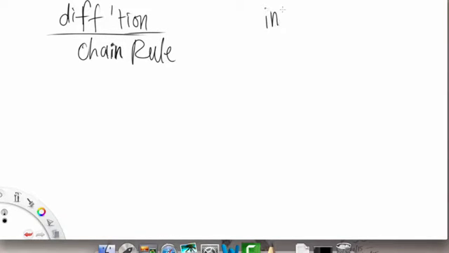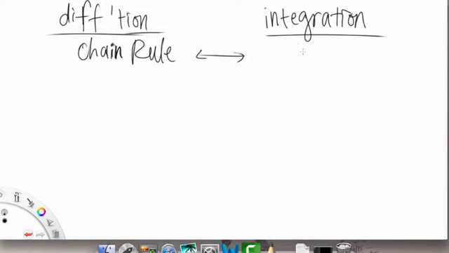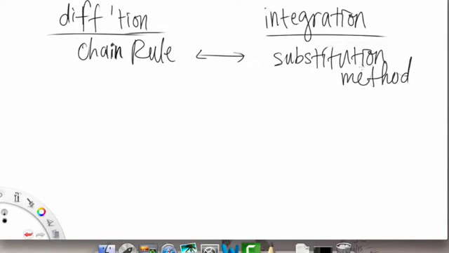And so for integration, because that's the opposite, we must have something that's contrary to the chain rule, and it's called the substitution method. So it's basically the opposite of the chain rule. Let's go through the chain rule and see what it says.